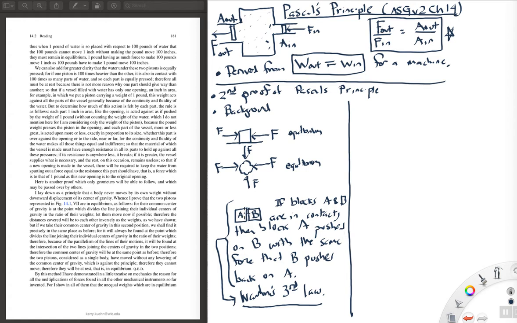In any case, whenever you have two interacting objects, object A pushes on B, B is going to push back on A with the exact same force. Okay, so these are two pieces of information that we need to keep in mind, 1 and 2, when we're looking at the second proof of Pascal's principle.